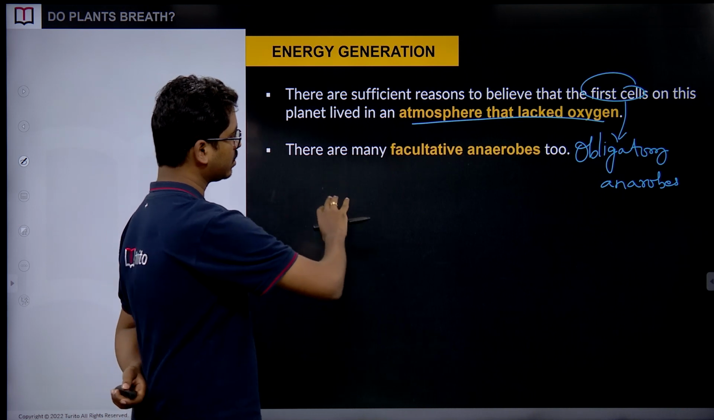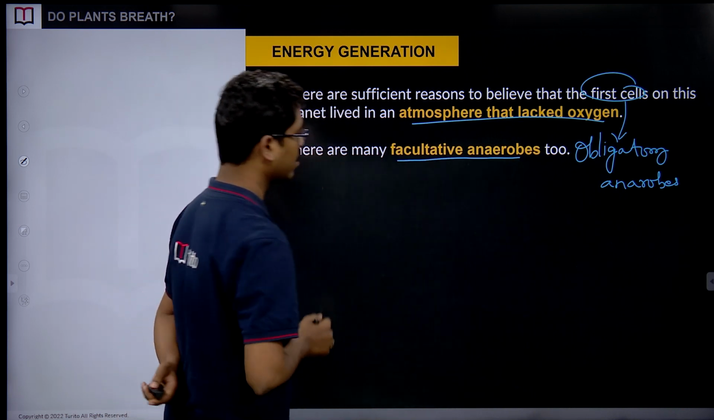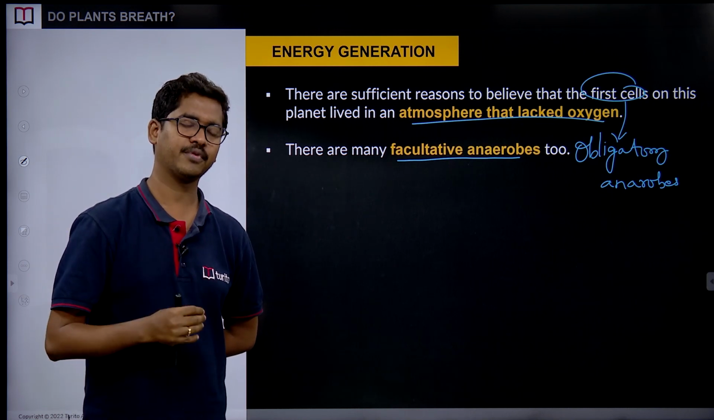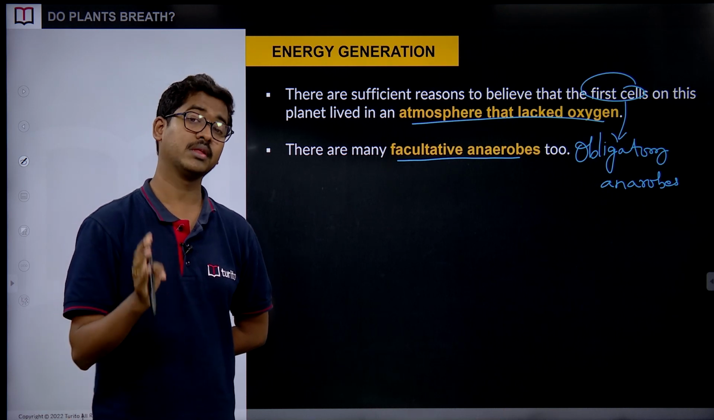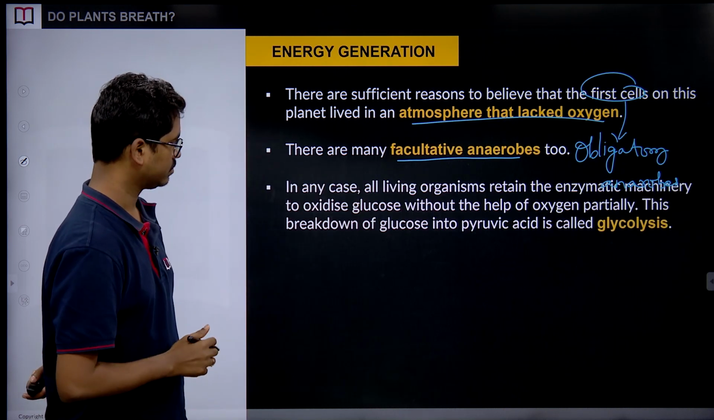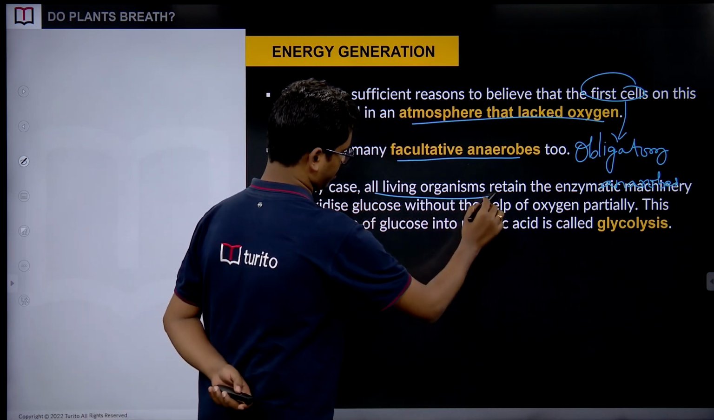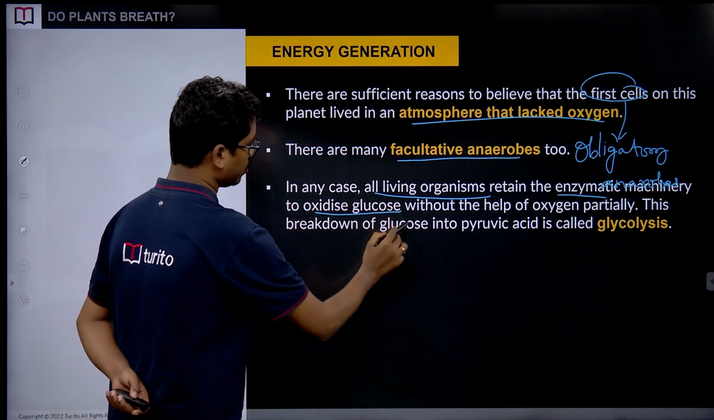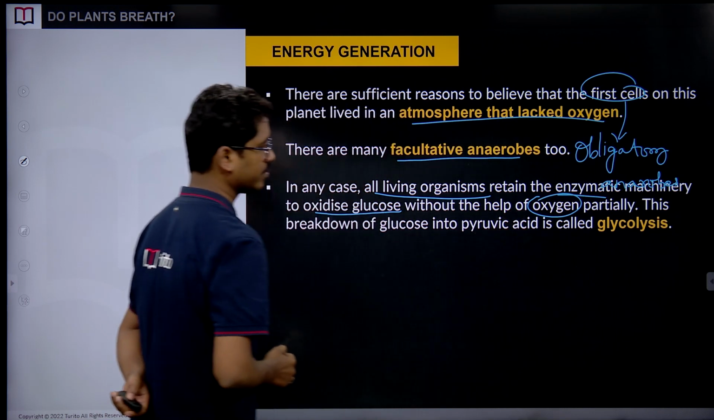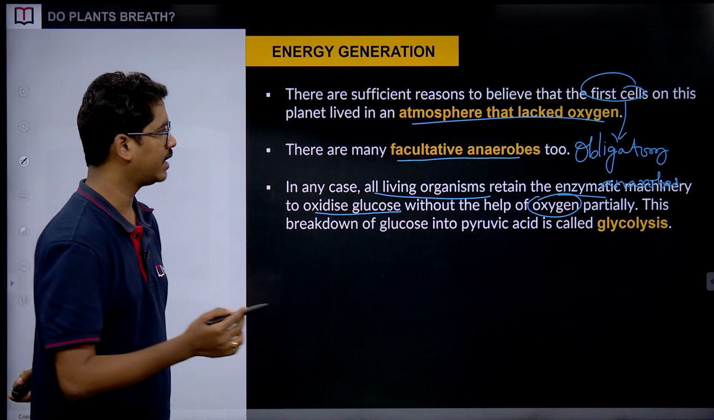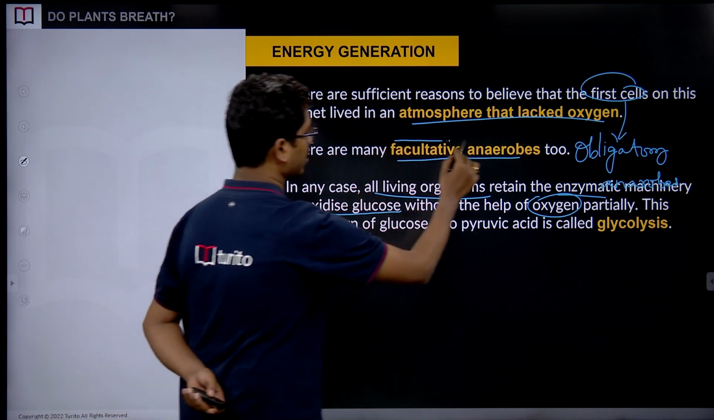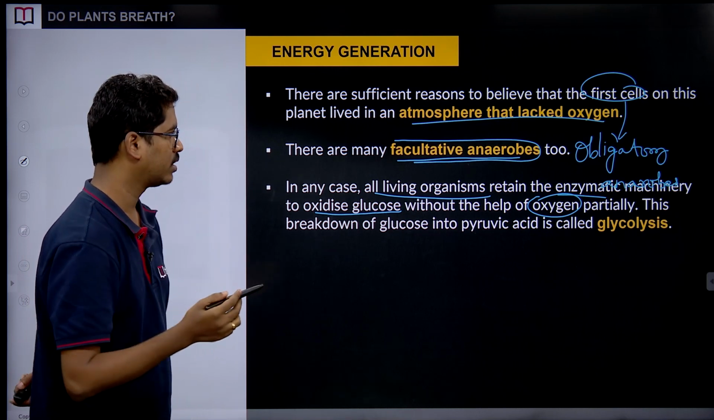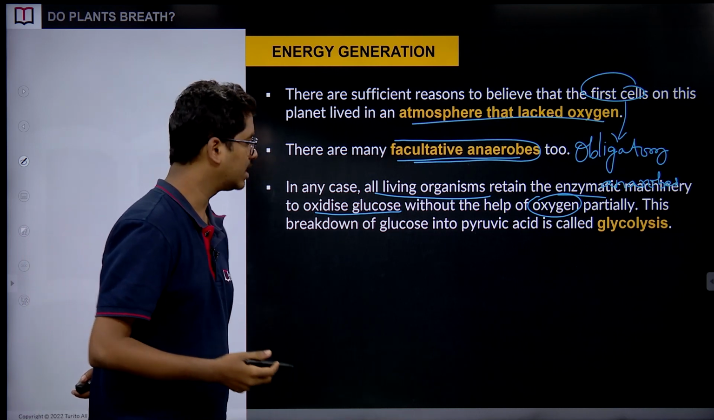But there are other organisms known as facultative anaerobes, which means if oxygen is available, they will use oxygen to generate energy, and if oxygen is not available, they use another mode of generation of energy. Usually all living organisms have special enzymatic machinery to oxidize glucose without the use of oxygen. So, that is what being facultative anaerobes means. If oxygen is available, they use it to generate energy. If oxygen is not available, they will generate energy without using it.